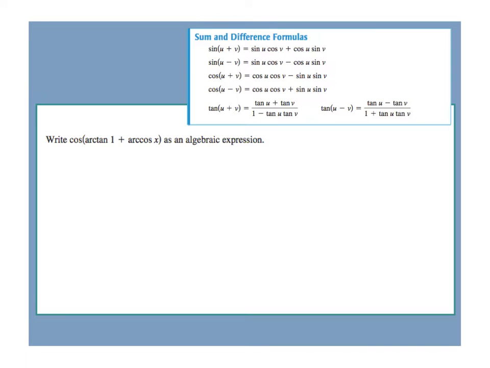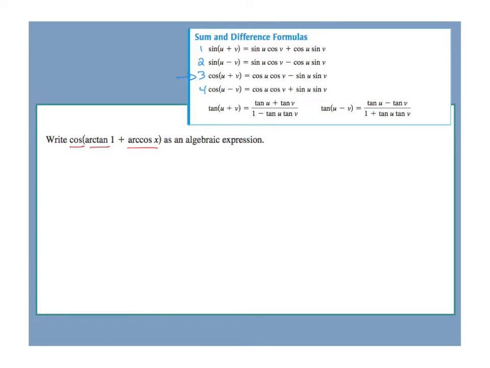So this first one we have is cosine of arctangent of 1 plus arc cosine of x. And we're going to write that using an algebraic expression. All right. So we're going to use those sum and difference formulas from the other day. Which one am I going to use? Am I going to use 1, 2, 3, or 4? Which one does it look like? 3. We're going to use the third one.